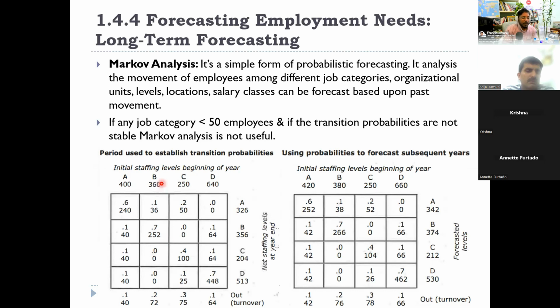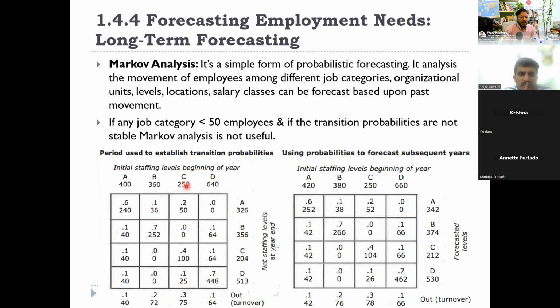So 360 people are in the B department initially. 70% remain there only. 10% is going to A. No people are moving to C department. There is no movement to D, and 20% of people left, from 360.